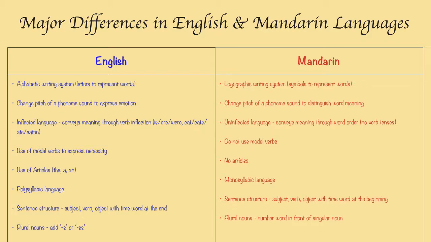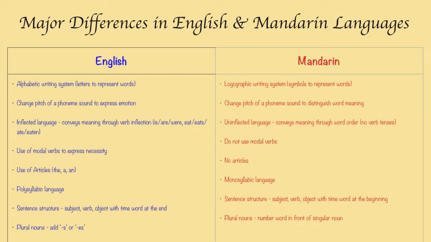The English language uses modal verbs such as may or can to ask permission or must to express obligation. An example would be, "I must go to the store." The difference between English and Mandarin is that Mandarin speakers do not use articles. English is a polysyllabic language, meaning that each word may contain more than one syllable, but in Mandarin, each symbol represents only one syllable. The sentence structure of both languages is very similar.